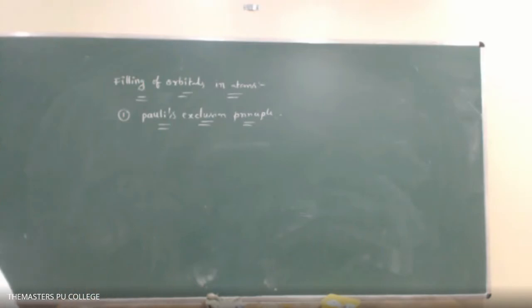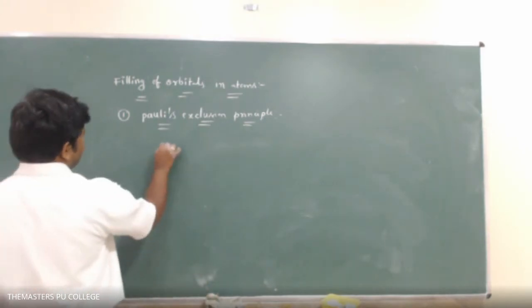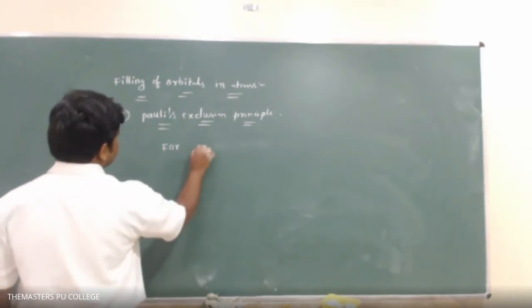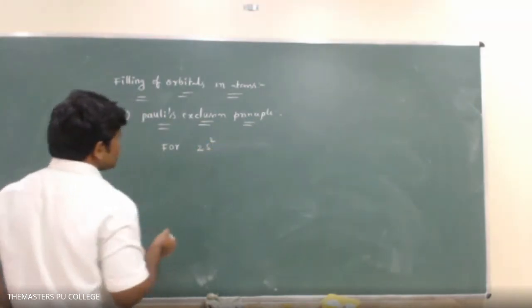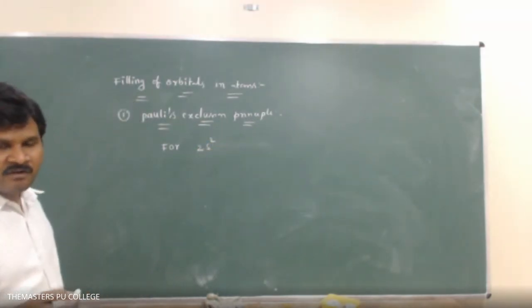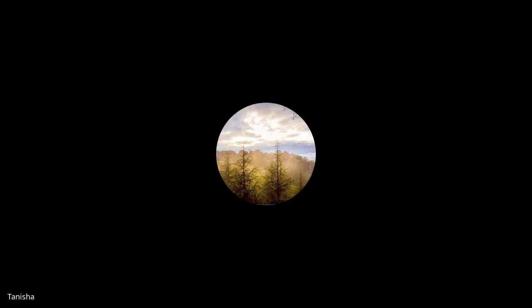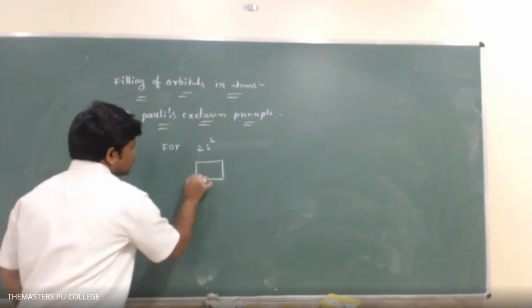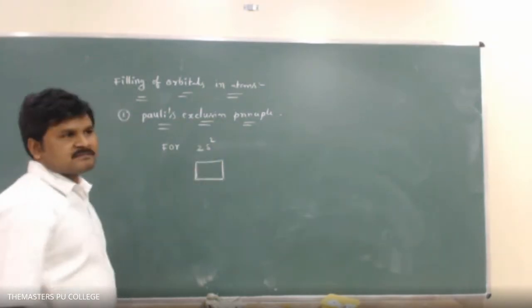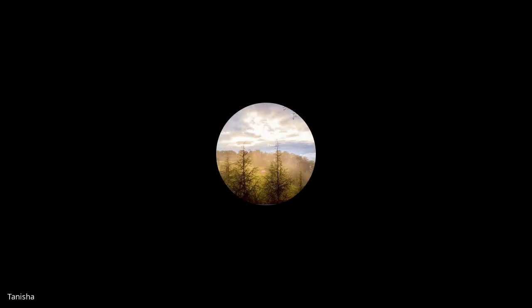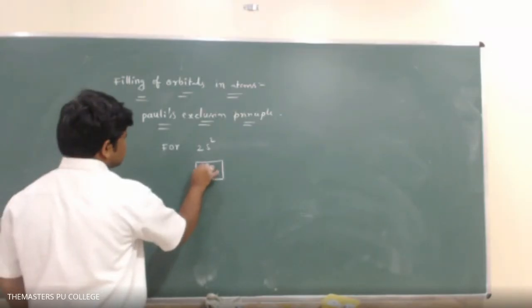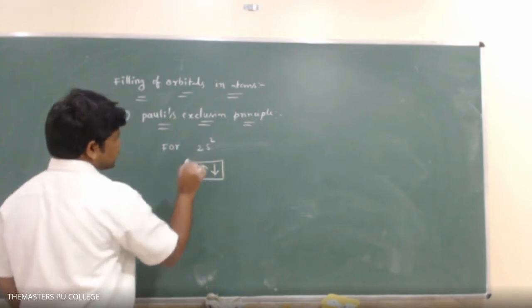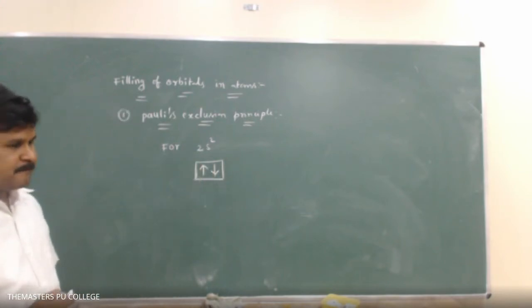For the best example, take the 2s orbital. Example for 2s2. 2s2 means how many boxes? s means one box. So how many electrons do we have? 2 electrons. This is the first electron. This is the second electron. Clear?